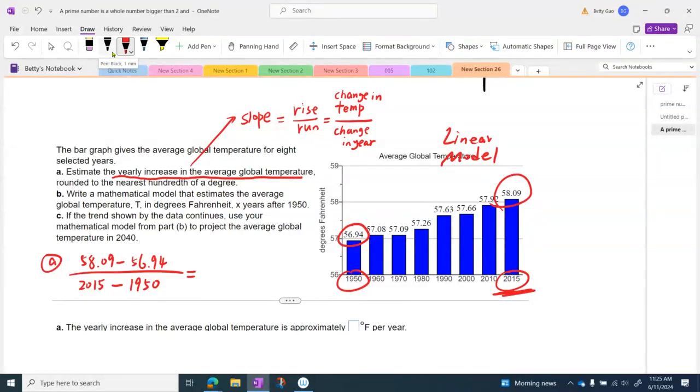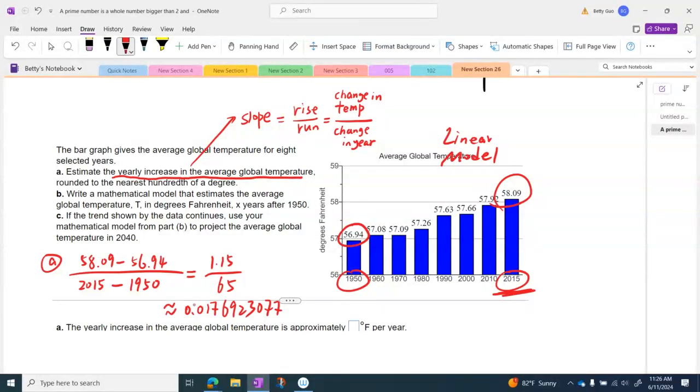So numerator, 58.09 minus 56.94. The numerator gives me 1.15. The denominator, 2015 minus 1950. That gives me 65 years. And then I'm using the numerator 1.15 to divide by 65. I got a very long decimal, 0.01769 23077. But you do not enter that decimal to the cell.